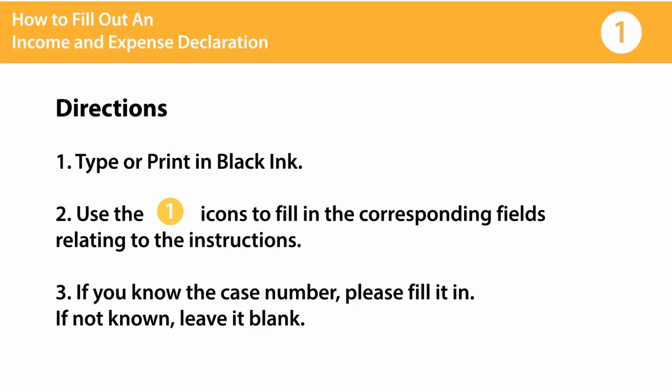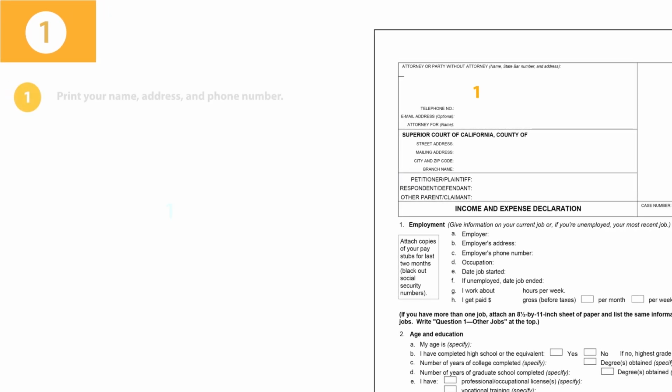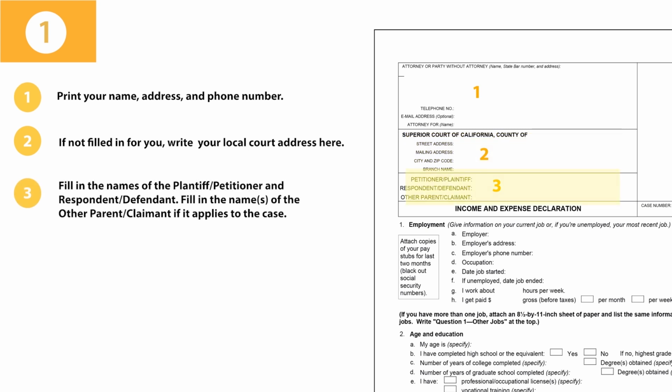Type or print in black ink. Use the numerical icons to fill in the corresponding fields relating to the instructions. If you know the case number, please fill it in. If not known, leave it blank. Print your name, address, and phone number. If not filled in for you, write your local court address here. Fill in the names of the plaintiff, petitioner, and respondent, defendant. Fill in the names of the other parent, claimant if it applies to the case.